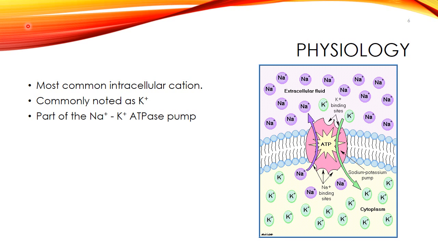So like we said, potassium is the most common intracellular cation. The serum level is 3.5 to 5, but actually the level within the cells is about 150 milliequivalents per liter. So you can see here from this picture that the sodium-potassium pump takes energy to work, and that energy is in the form of ATP. So for every time the pump works, 2 molecules of potassium go into the cell against the gradient, and 3 molecules of sodium go out of the cell against the gradient.